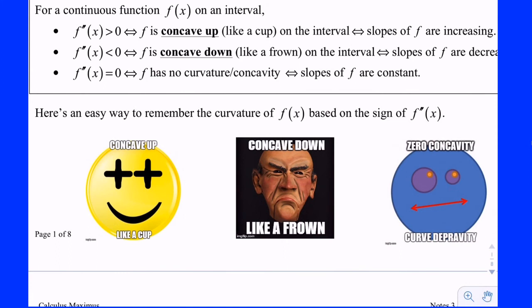Okay, it's going to be linear, no curvature at all. Easy to remember, right? With memes. Speaking the language of the teenagers.